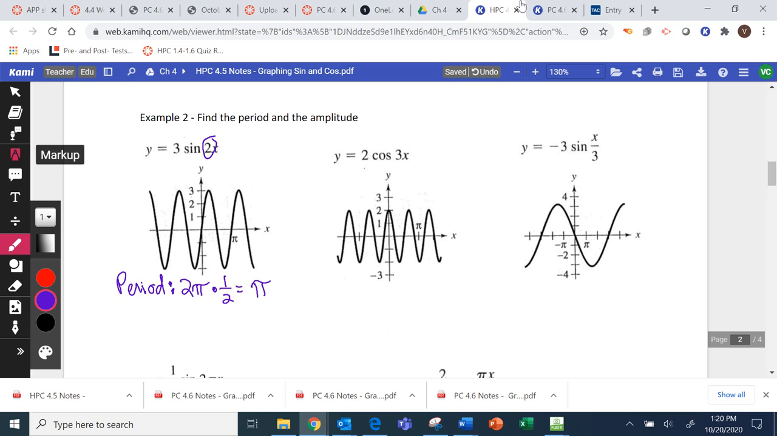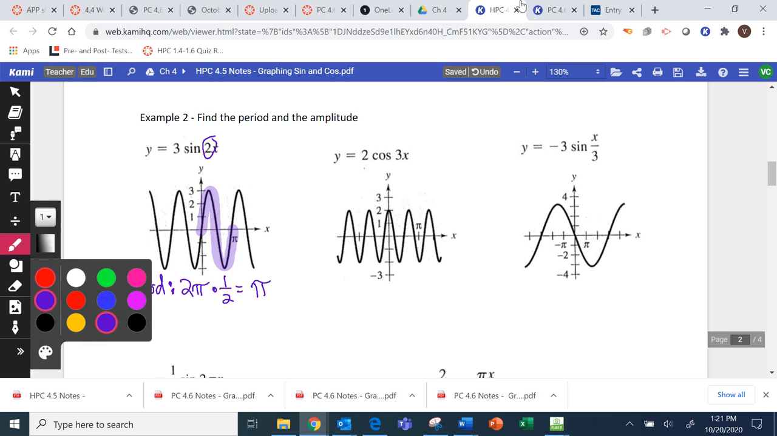Now you can actually see that this is a sine graph. So it starts at 0, 0, and then it goes up, and it goes down again, it comes back to 0. And then you can see that is exactly pi long. So you can see it as well. I'm just going to do it using transformations when I find the answer.